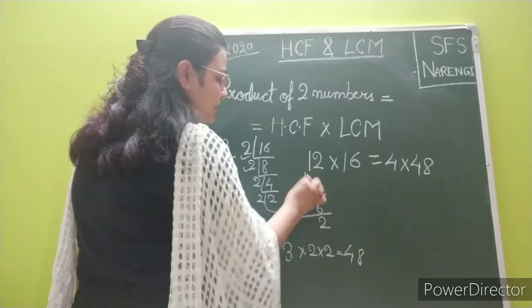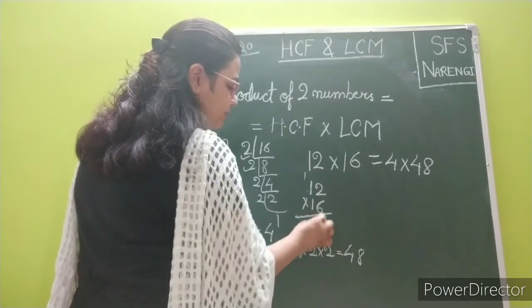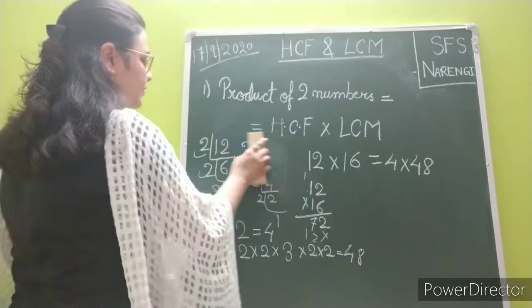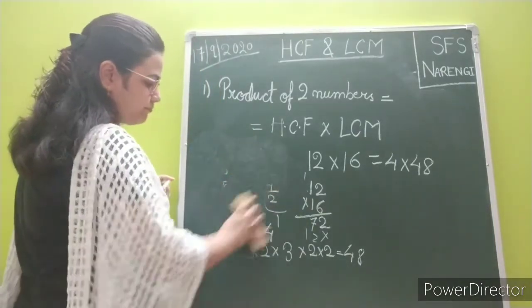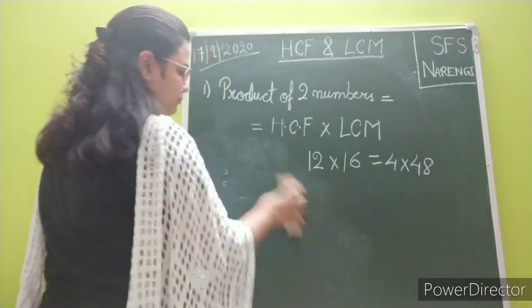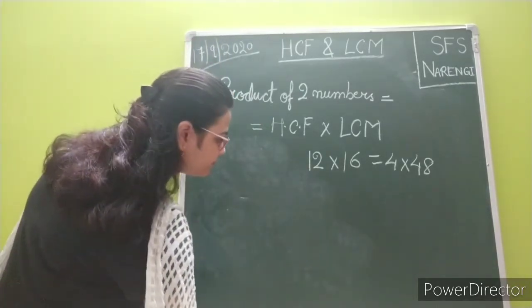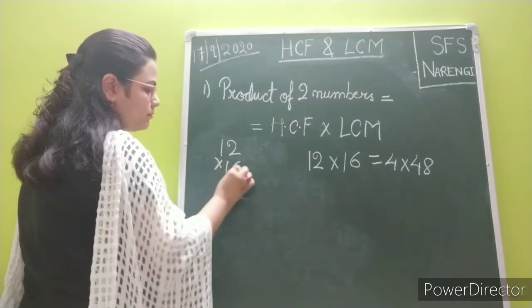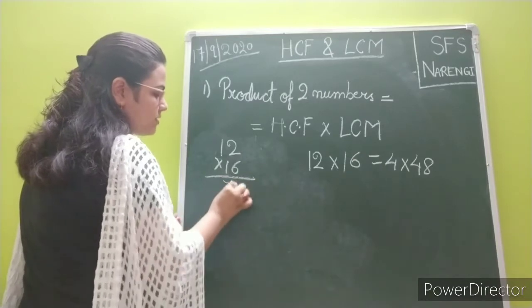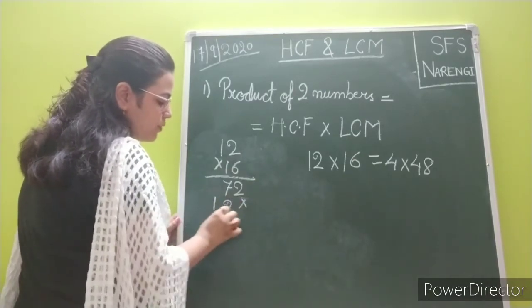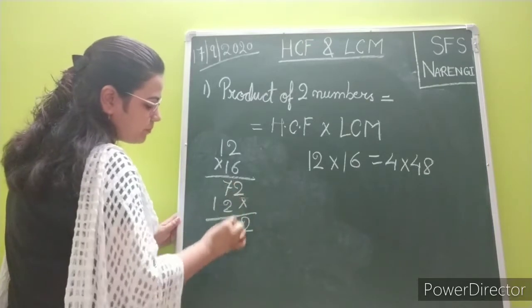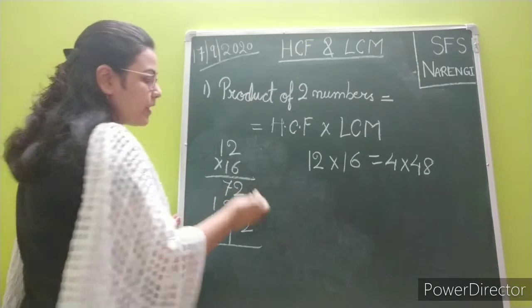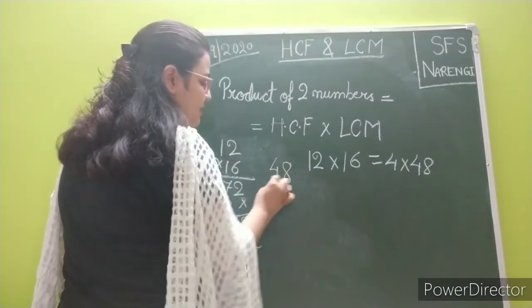6 twos are 12, 1 carry, 6 ones are 6, 7, 12. Six twelves are 72, plus 12, we have 192. Clear? Now let's do 48 into 4.